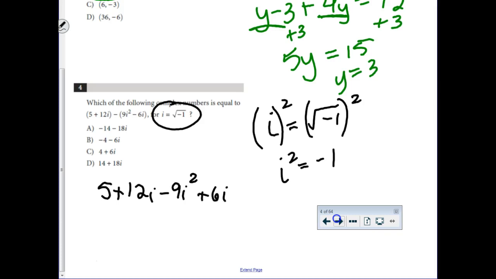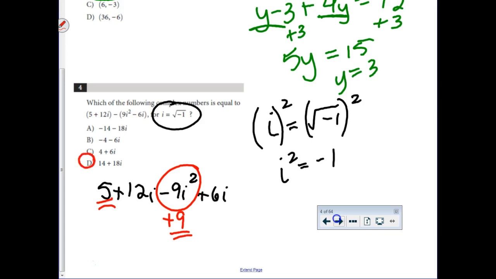And then, of course, you're going to want to collect your like terms. But remember, this term right here, because i squared is -1, this term really says plus 9. So when you combine the plus 9 with the 5, that gives you a constant term. The i term is a 14.